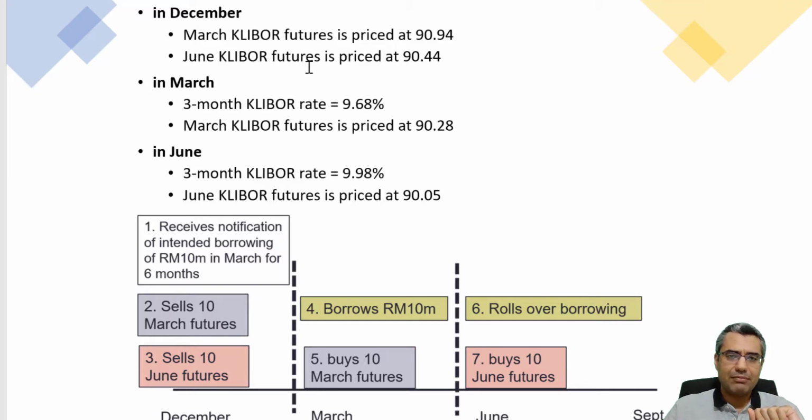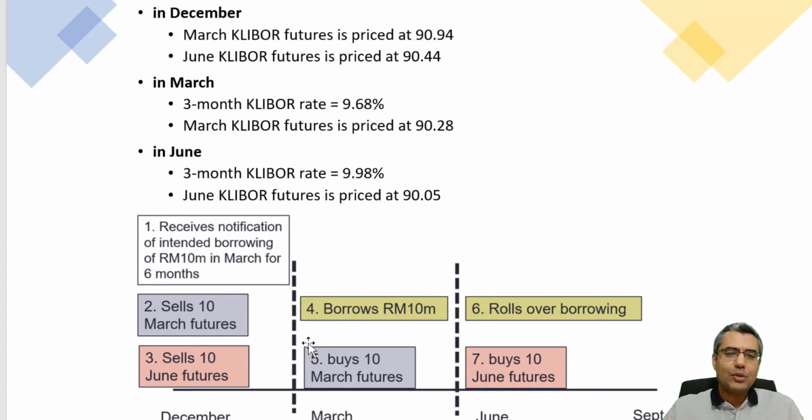And all rates have been given to you here. Why? Because these 10 March futures contracts will lock in the interest rates for these 3 months, for March till June, and then the 10 June futures contracts will cover the second cycle, right? Means from June till September, the next 3 months. Okay.